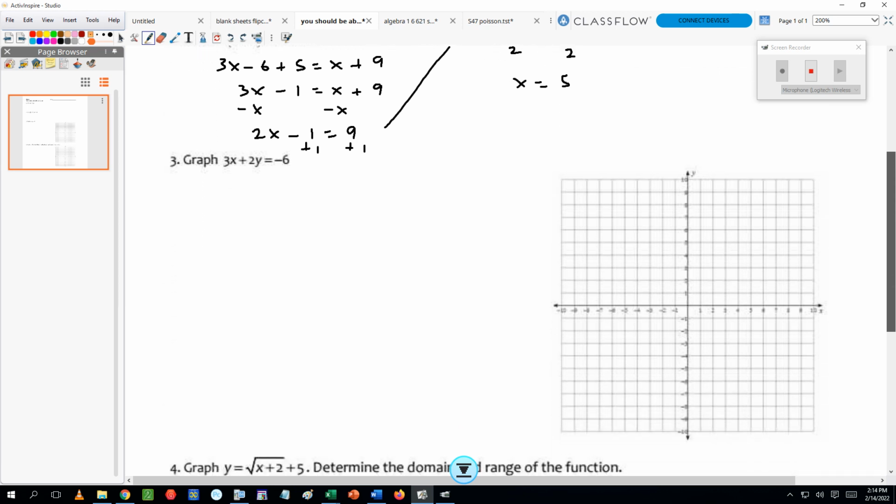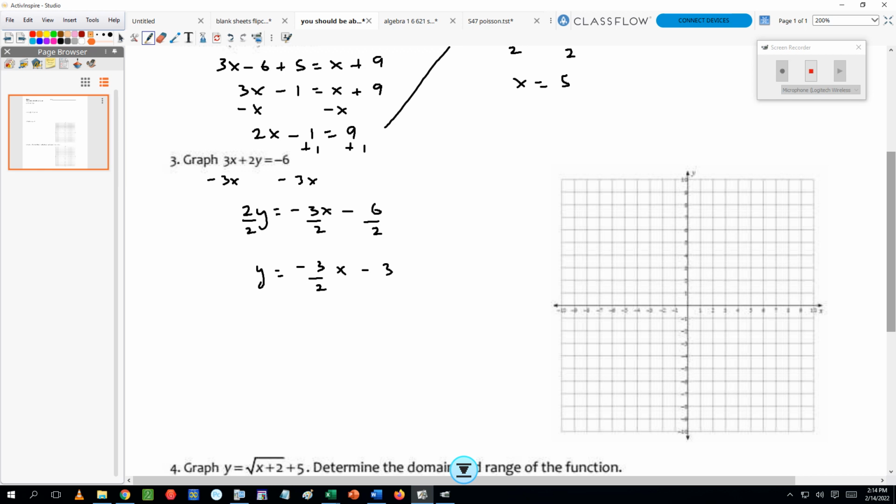You should also be able to graph a line. You should know that you should subtract your 3x to the other side. Then go through and divide everything by the 2. You should know to rewrite it like that. And -6 divided by 2 is -3.